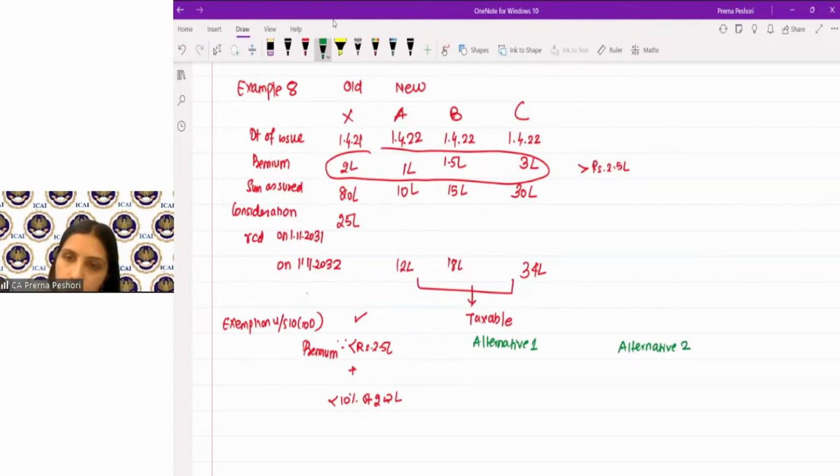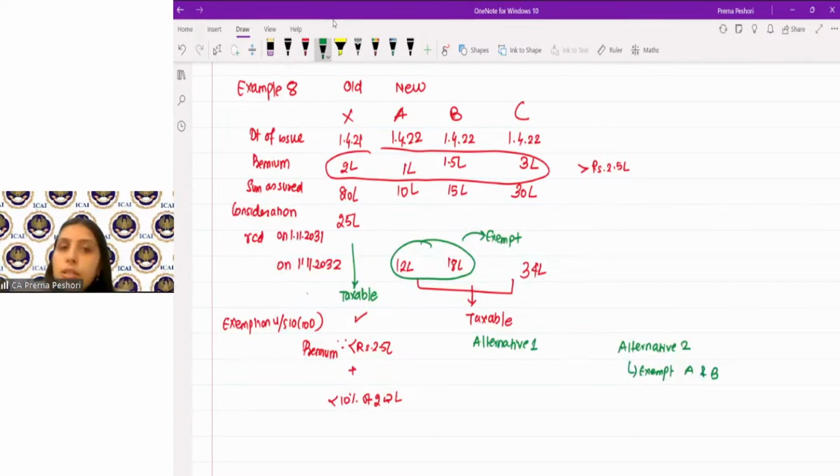Alternative 2 is you tax this 25 lakhs, this you take as taxable in 2031, and you take these two as exempt. This is your alternative 2. So exempt A and B, which is 30 lakhs almost. Tax X, which is 25 lakh.